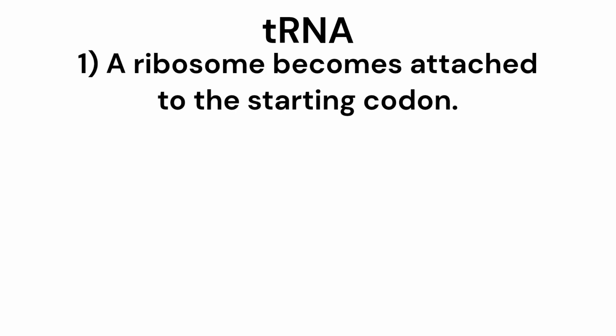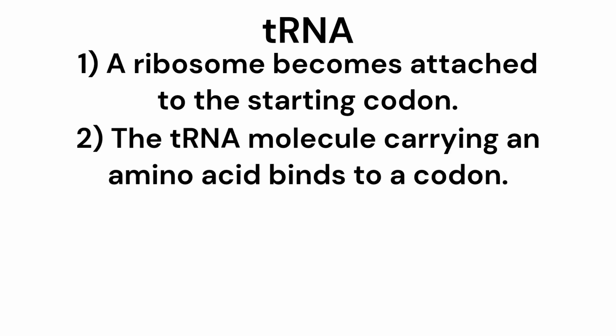tRNA, or transfer RNA, is responsible for synthesizing polypeptides using the code from mRNA. First, a ribosome becomes attached to the starting codon AUG. The tRNA molecule, with the complementary anticodon sequence, pairs with the mRNA codon, carrying a specific amino acid. This happens along the mRNA molecule.